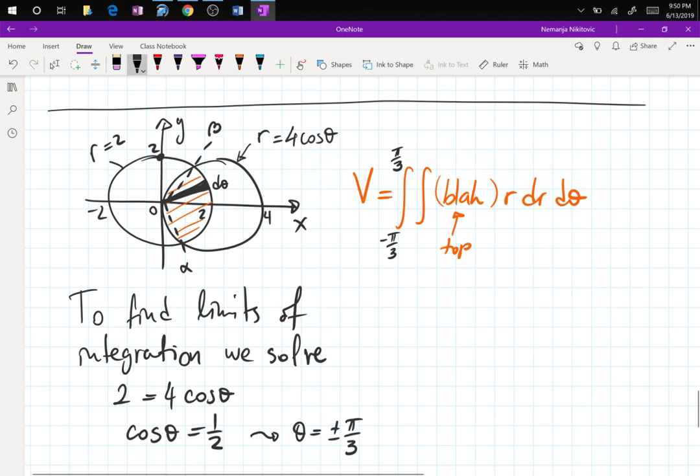Okay, so this is a little bit tricky. No, you don't need two integrals. Your limits are from negative pi over 3 to pi over 3 because this is the intersection of two functions. Let me just write it down, and then it will be clear. So you have the limits of two functions, right?